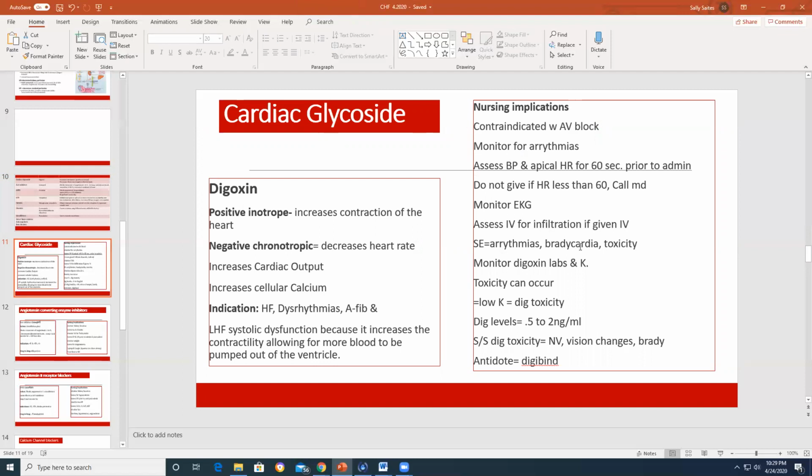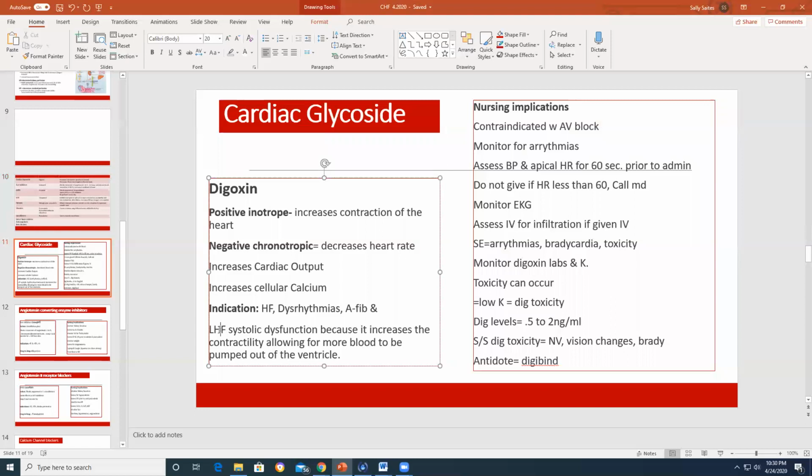So let's get into the drugs themselves. So our cardiac glycoside, our digoxin, remember, positive inotrope, negative chronotrope. So it increases the contraction and it decreases the heart rate. Therefore, it increases the cardiac output. It also increases cellular calcium, which then decreases the amount of calcium that is in the myocardium. So indications are for heart failure, dysrhythmias, and atrial fibrillation.